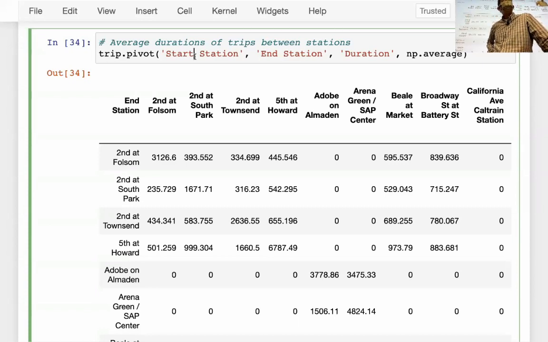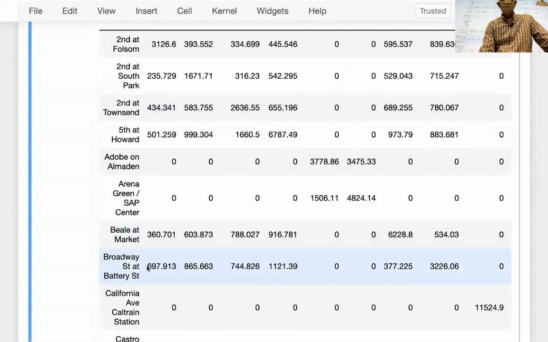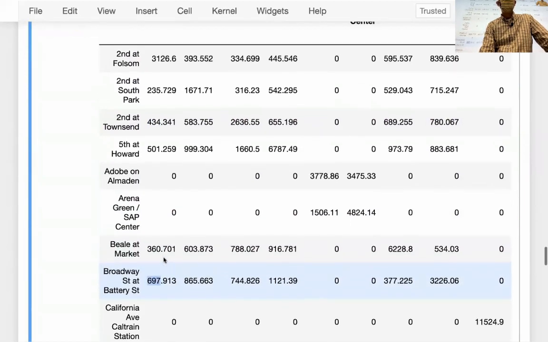Is there anything that might make you think yes? You need to have some domain knowledge, some geography of San Francisco. Are Folsom and South Park really close together? Yeah, they are. And so it only takes 235 seconds to get from one to the other. This station really is a little bit farther apart. And if you want to go all the way to Broadway and Battery, that is farther. So it seems like the farther someone goes, the longer it takes on average.